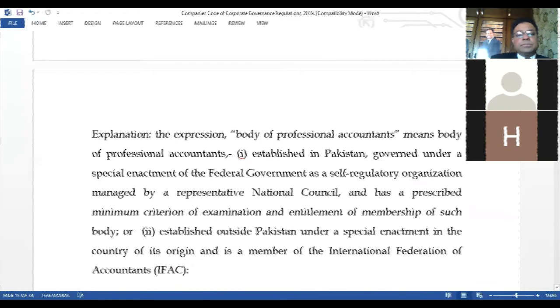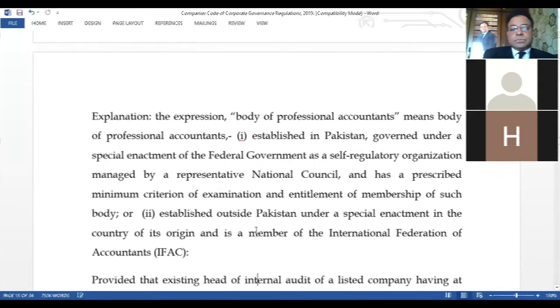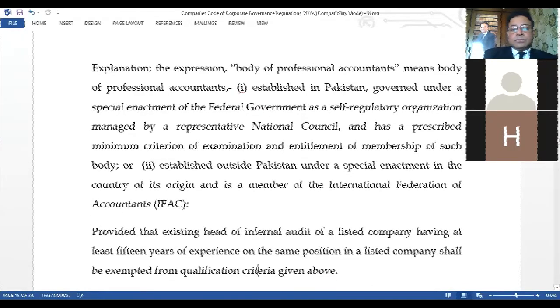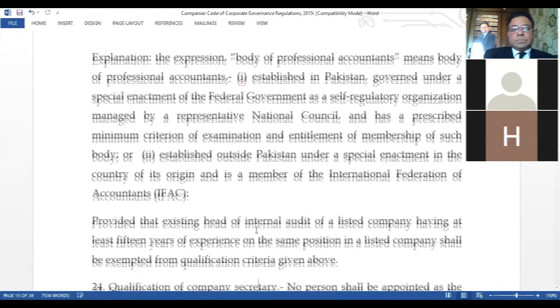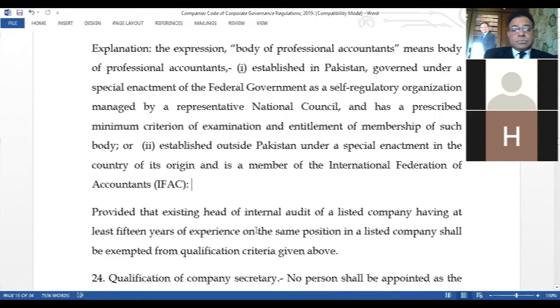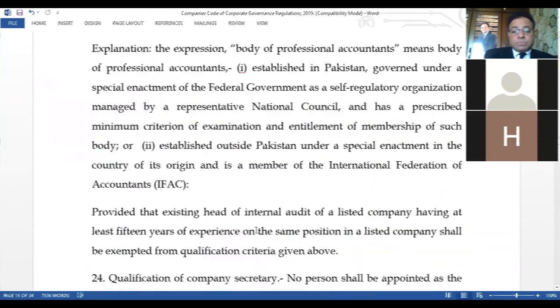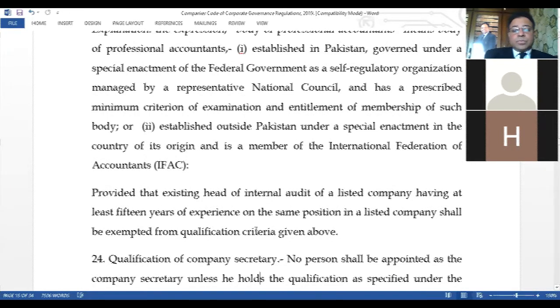Explanation: the expression body of professional accountants means a body of professional accountants established in Pakistan, governed under a special enactment of the federal government as a self-regulatory organization managed by a representative national council, and has a prescribed minimum criterion of examination and entitlement of membership of such body, or established outside Pakistan under a special enactment in the country of its origin, and is a member of the International Federation of Accountants, provided that the existing head of the internal audit of a listed company having at least 15 years of experience on the same position in a listed company shall be exempted from the qualification criteria given above.